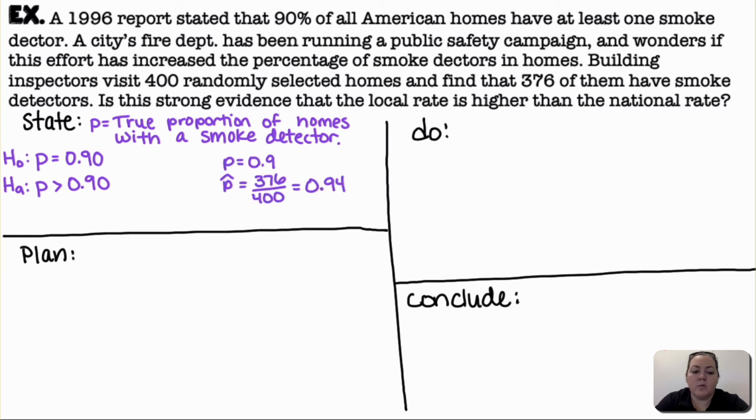P hat would be 376 out of 400, which is 0.94. N is 400, alpha value 0.05. Again, if they don't give you the alpha value, go ahead with 5%.